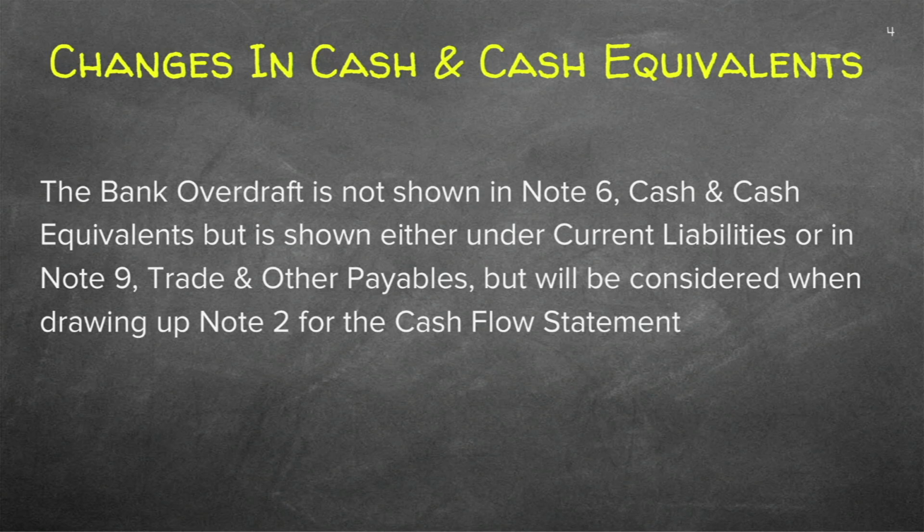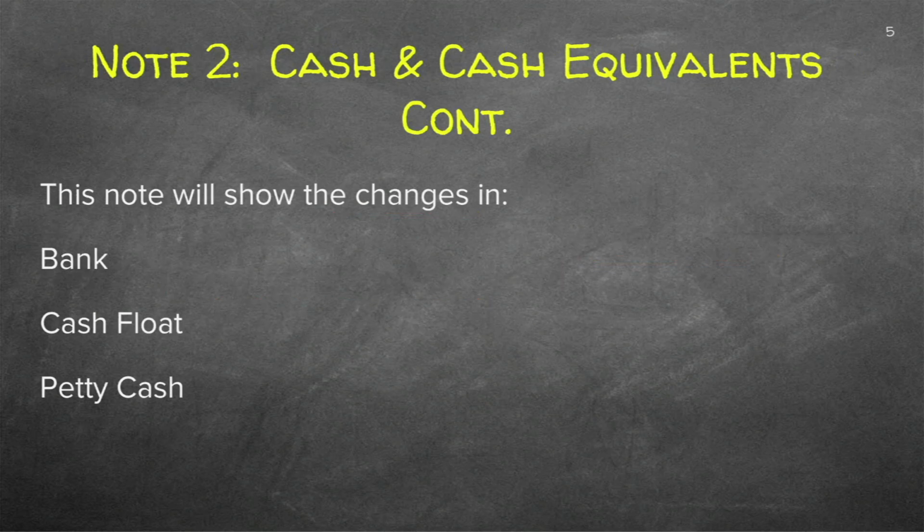The bank overdraft is not shown in note number 6, cash and cash equivalents. But I'm sure you all know where it will be found, and that is in current liabilities, either listed separately or included in the note trade and other payables. So we have a choice here. It's either in current liabilities or it is in note trade and other payables.